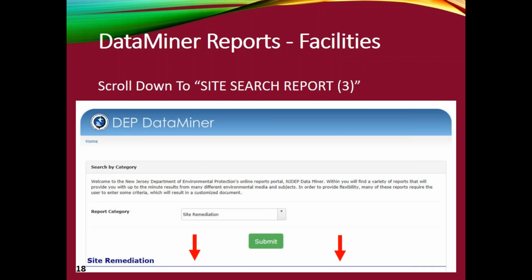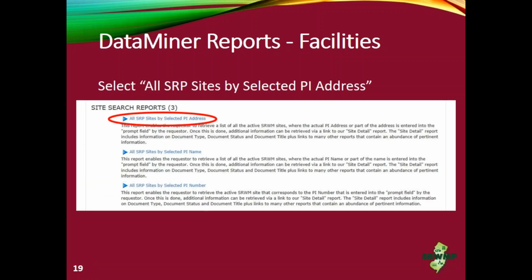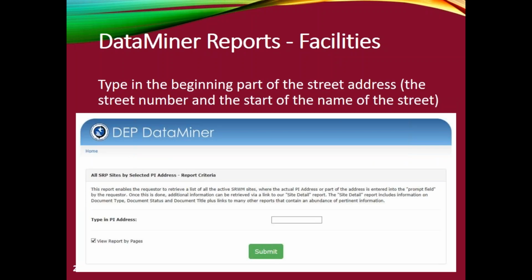Right. And then we're going to scroll down to Site Search Report 3. I think it's a little mixed up. And then you're going to pick all SRP sites by selected PI address. Then we're going to type in a partial address in here and click submit, and you'll get a list of potential facilities to choose from. Go ahead.